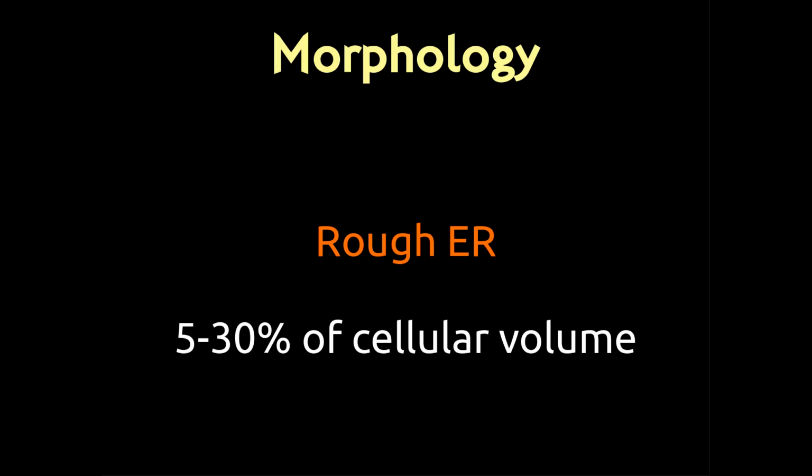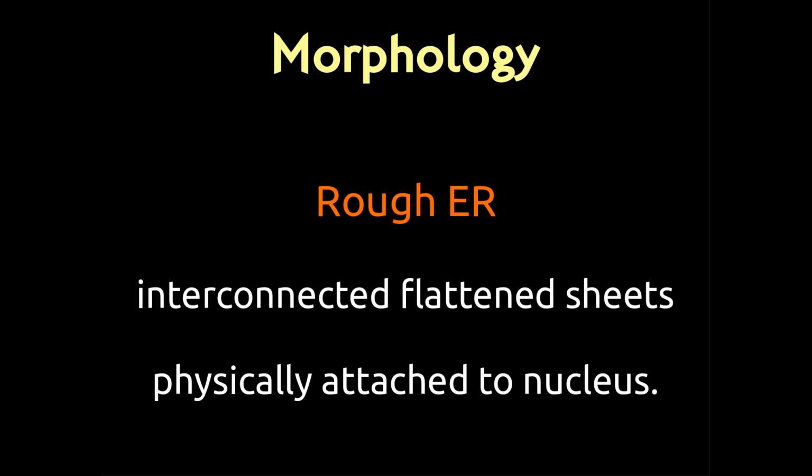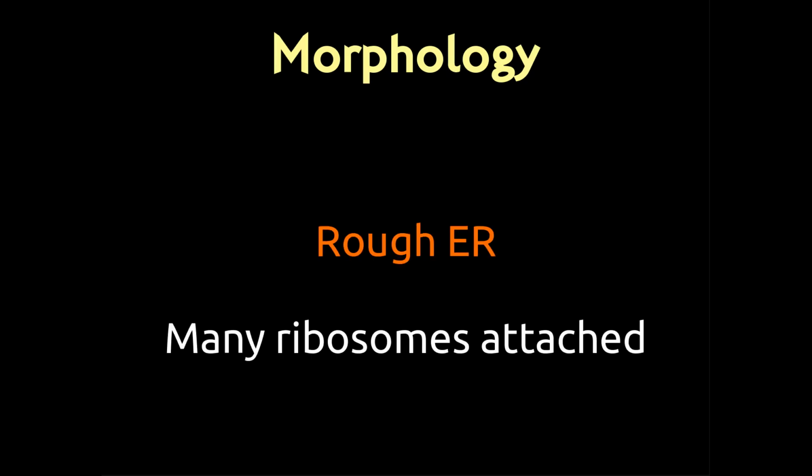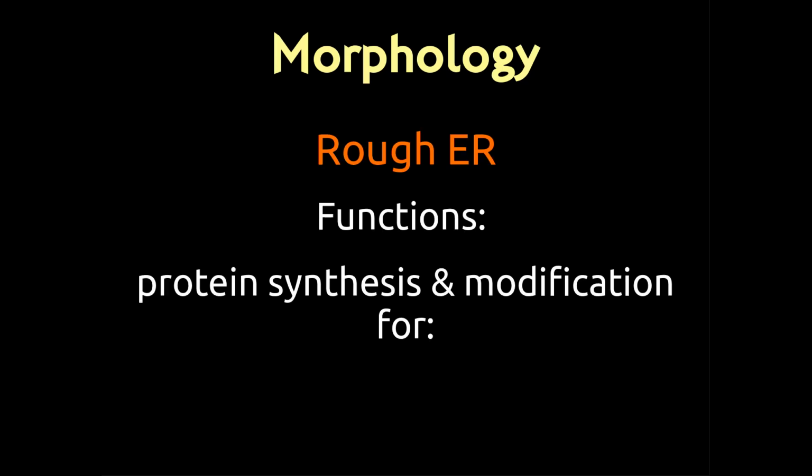Well, just as a few side notes, facts about it before we really get into it. First off, the rough endoplasmic reticulum takes up somewhere between 5 to 30% of the cellular volume, so it can actually be quite an extensive organelle in the cell. And it's made up of these interconnected flat sheets that are all physically connected to the nucleus. In addition to that, it has many ribosomes that are attached to those thin sheets. This is actually how it gets its name, the rough endoplasmic reticulum. The attachment of all these ribosomes makes it appear to be rough under a microscope.